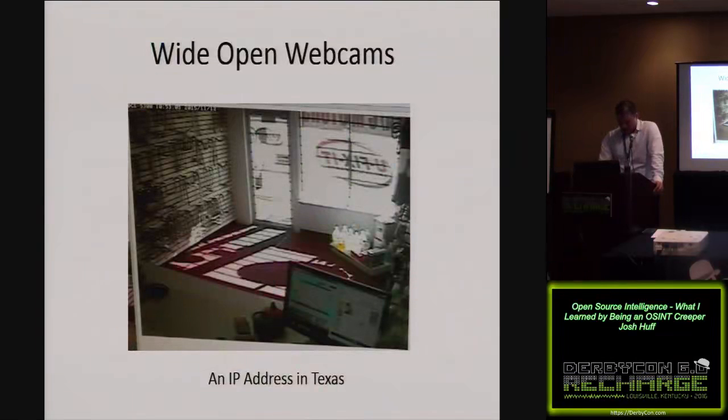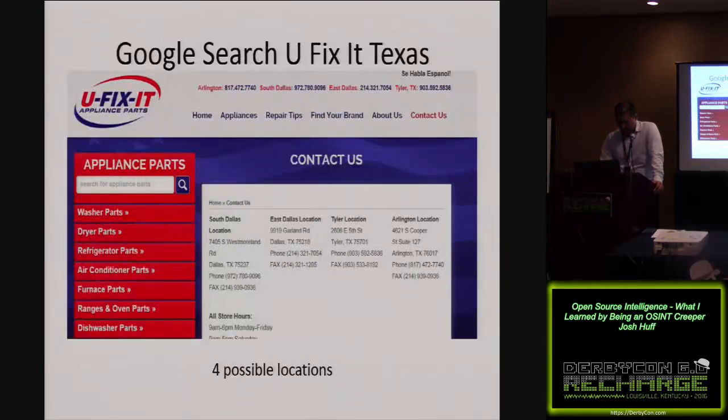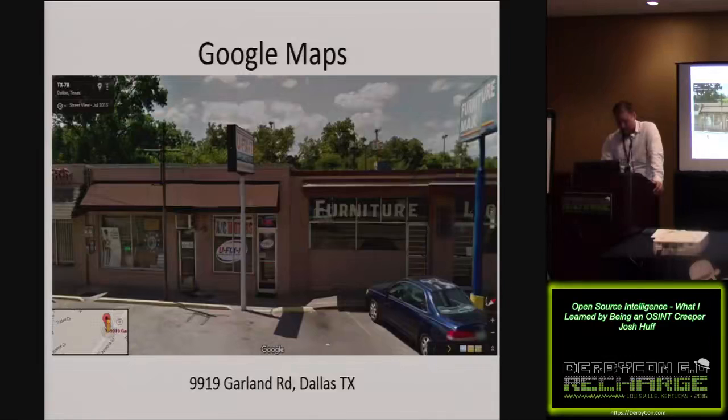Wide open webcams. This one has a pretty clear shot of the title logo and the IP address geolocated to somewhere in Texas. Pulled it up and there were four possible locations. Quick Google Maps search, bang, you got it from a random picture. That one was a bad one. It's not open anymore, but it also showed the point of sale system directly on the controllable camera that you could just kind of look down at, so no good.